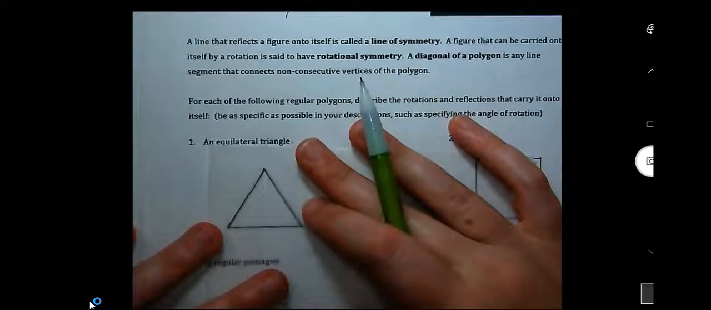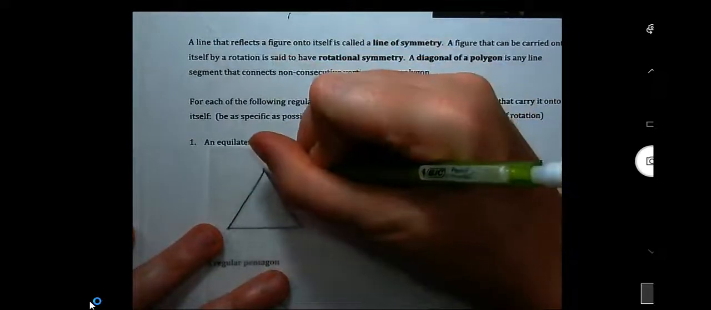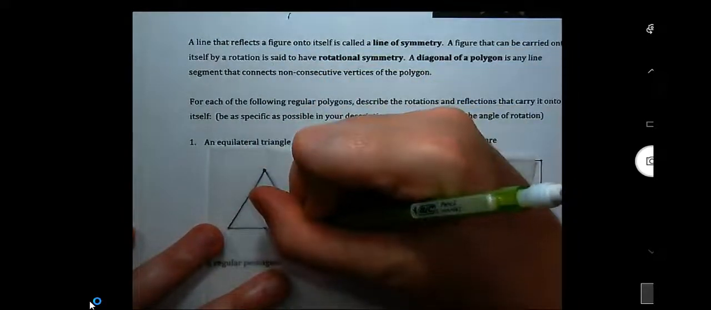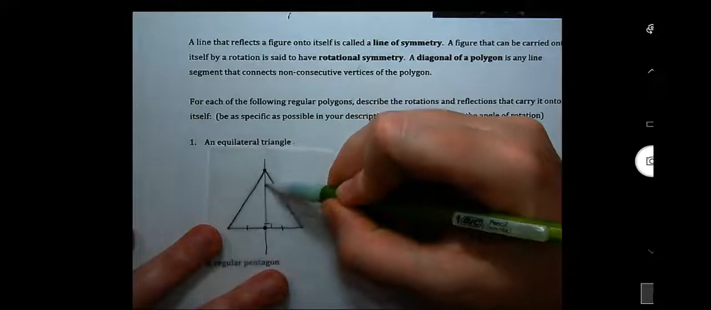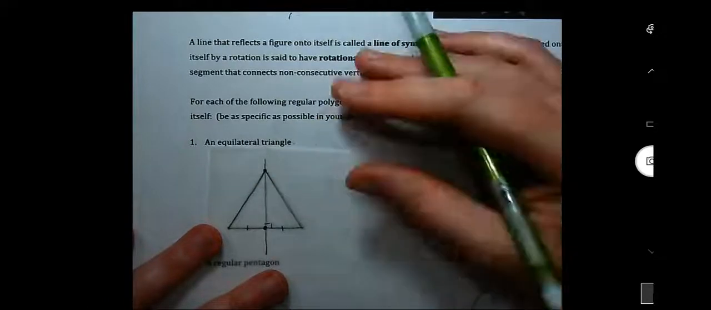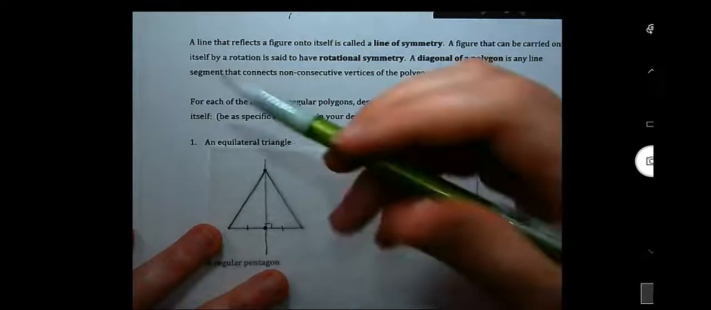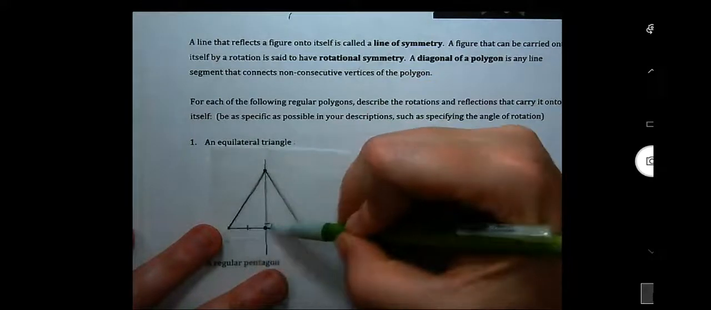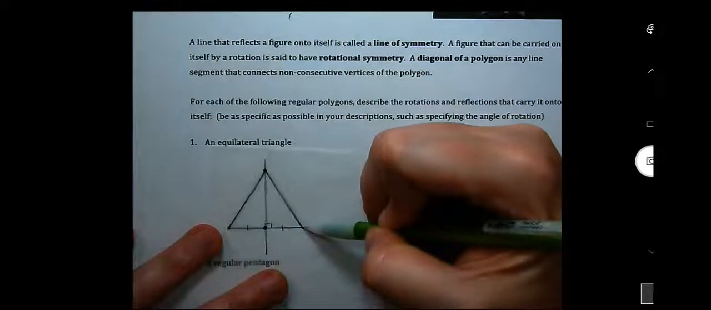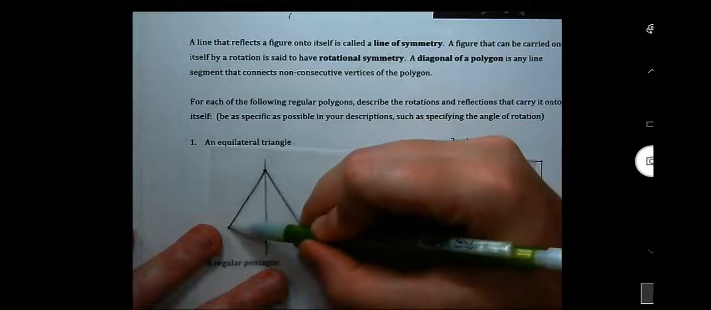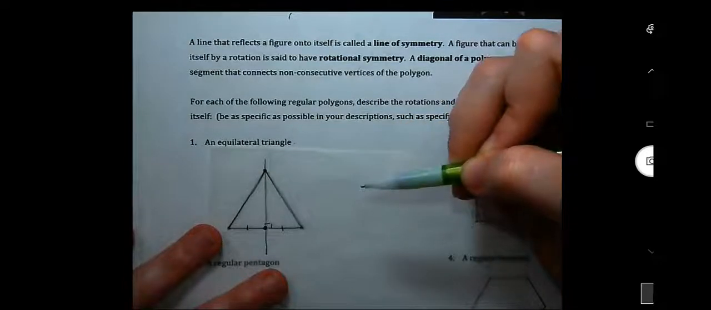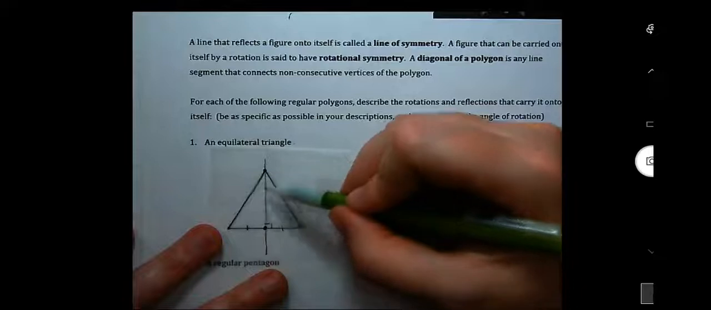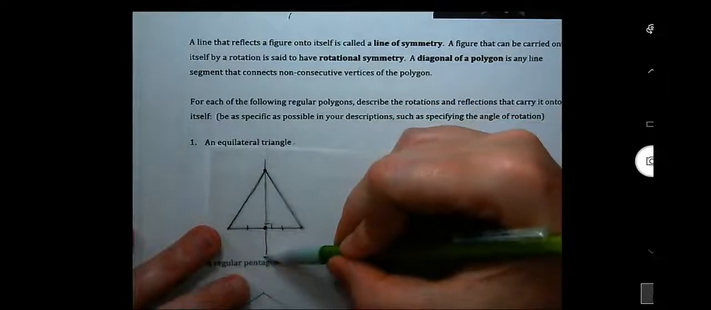When I say in half, I mean I'm connecting a vertex to a midpoint. So this is a line of reflection. And I do know that lines of reflection are perpendicular bisectors of segments. So this is the perpendicular bisector of the base of my triangle. So that is one line of reflection.